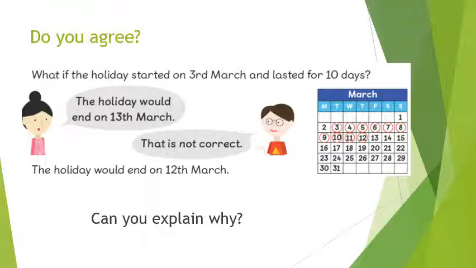So let's have a look at this next question. Do you agree? What if the holiday started on the 3rd of March and lasted for 10 days? The holiday would end on the 13th of March. Well, actually, someone's disagreeing and saying that's not correct. The holiday would end on the 12th of March. So I want you to see whether you agree with the statement that it would end on the 12th of March, and I want you to see if you can explain why, please.